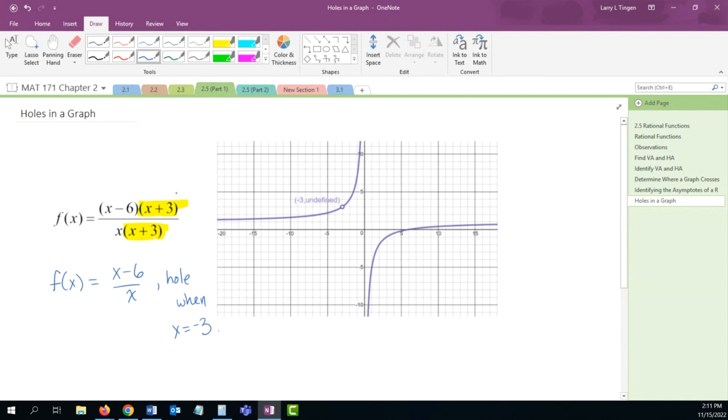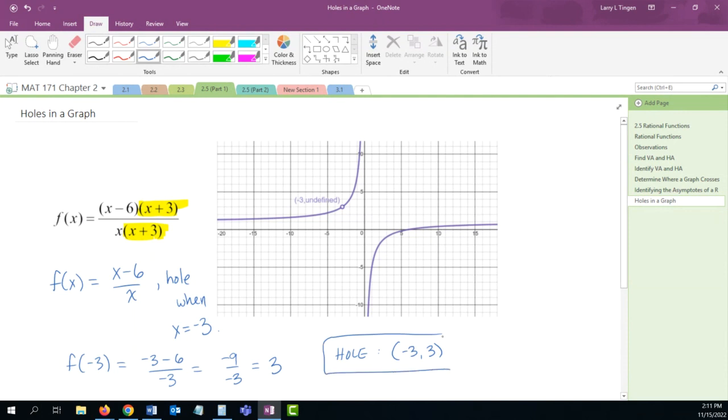That hole is an indication that there has been a division in the original problem, a division with the same factor in the numerator and denominator. What are the coordinates of that hole? Let's find out. So when x is negative 3, I plug that into my reduced form, and I find negative 3 minus 6 divided by negative 3. Negative 3 minus 6 is negative 9. Negative 9 divided by negative 3 is positive 3. So I should see a hole at the point negative 3, 3.